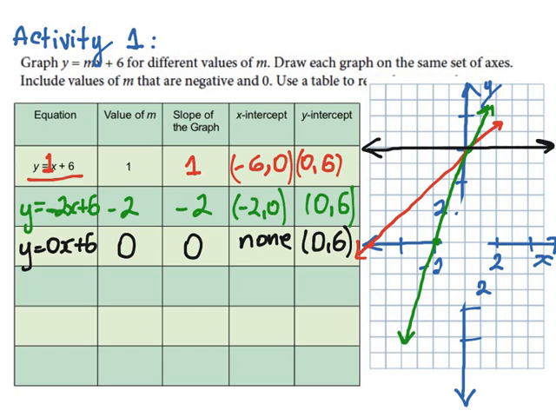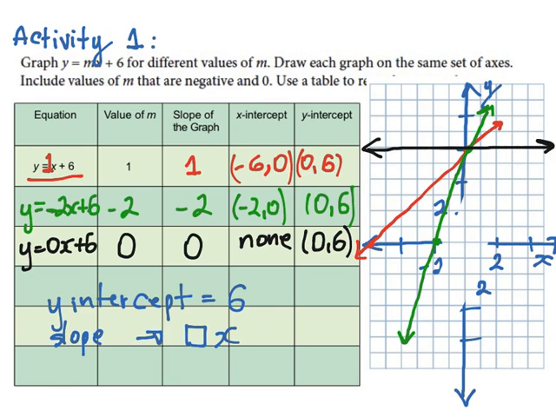From this activity, we can deduce that the y-intercept hasn't changed. It's always 6. While the slope is the coefficient in front of the x.